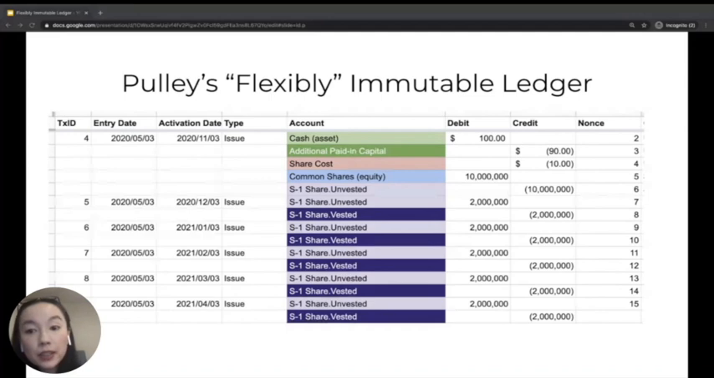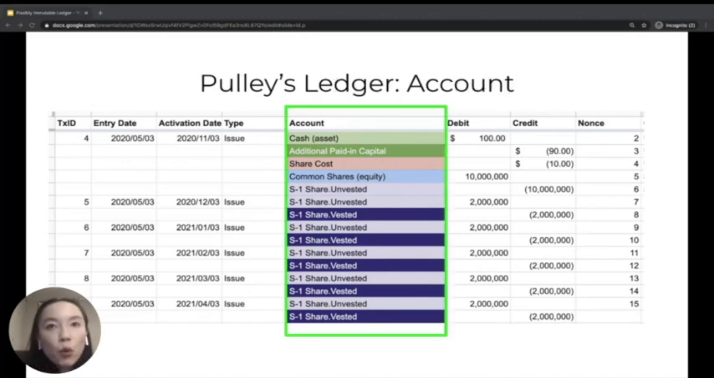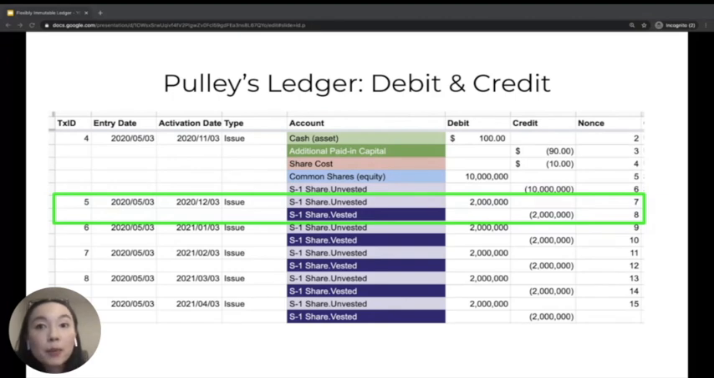With Pulley's flexibly immutable ledger, we created a way to record transactions of different state changes when it comes to securities and model that easily on our system. So I'll walk through how the ledger works. The first part of it is that we record an account. An account is simply who owns what within the company. The second part of it is a debit and credit. Every time shares are transferred or issued, there is a corresponding debit and credit.